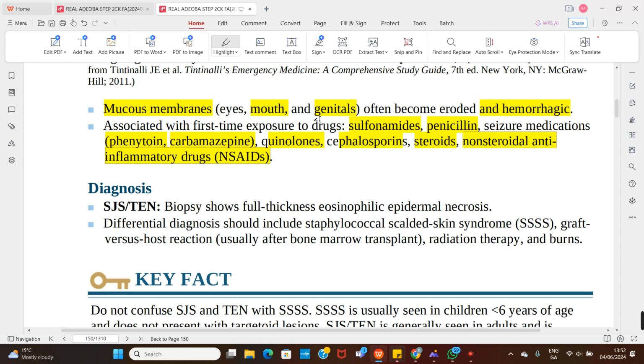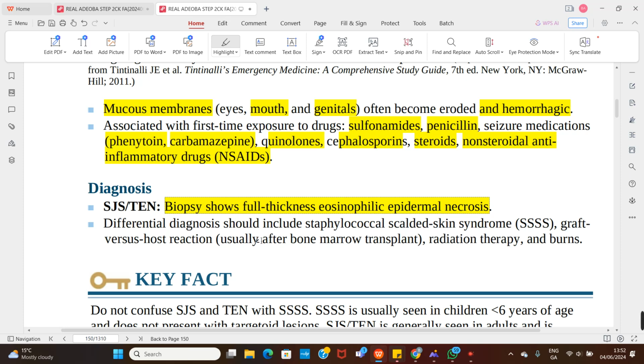So if you do your biopsy, you are going to see full thickness necrosis, right, of the epidermis. So there's going to be full thickness necrosis of the epidermis with eosinophilic infiltration. Don't forget, eosinophilic infiltration is classic for drug eruption. So biopsy is going to reveal full thickness epidermal necrosis with eosinophilic infiltration.